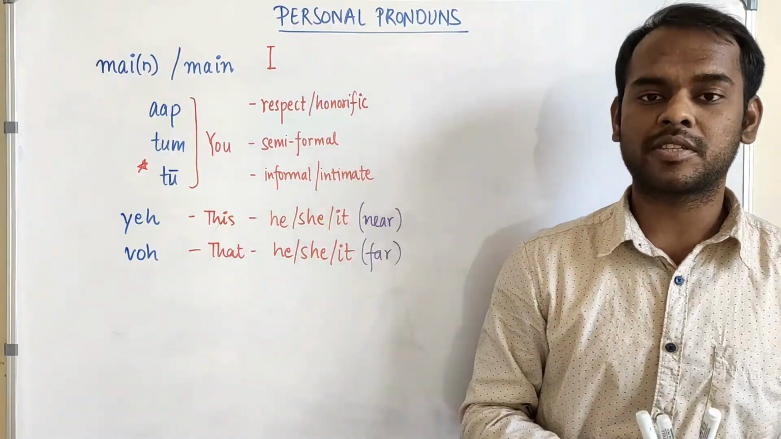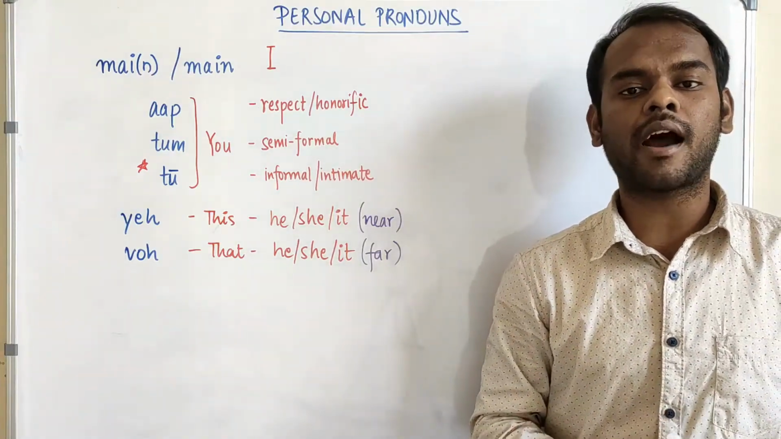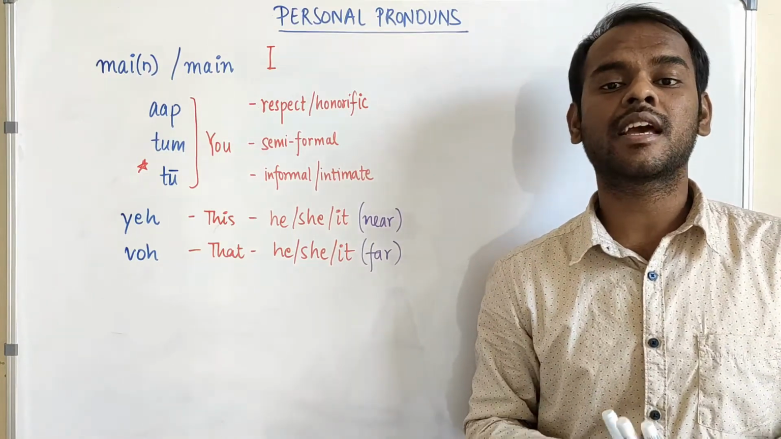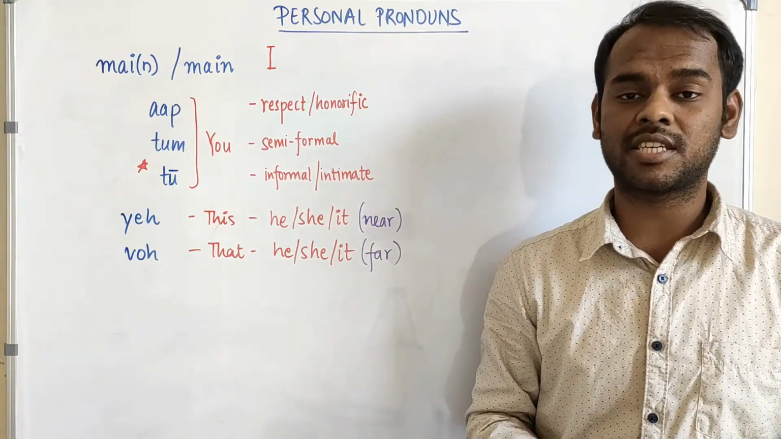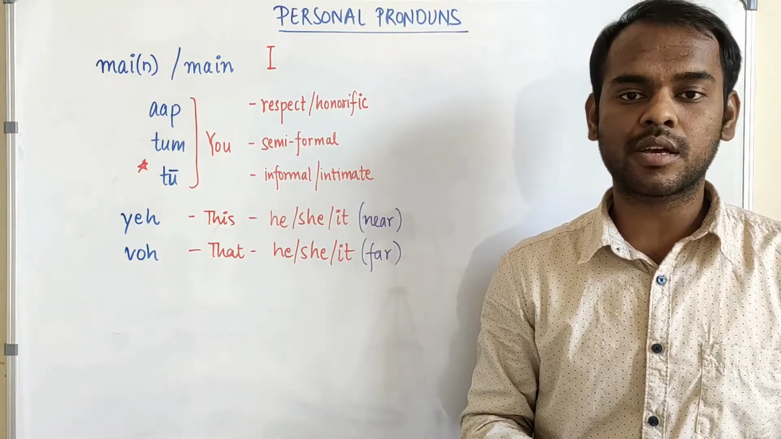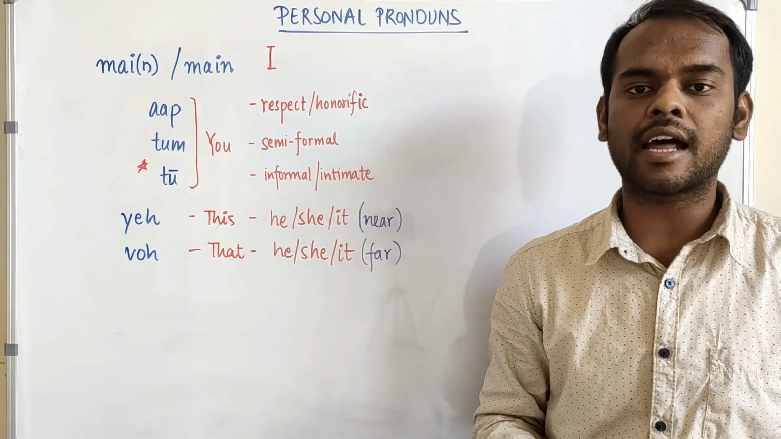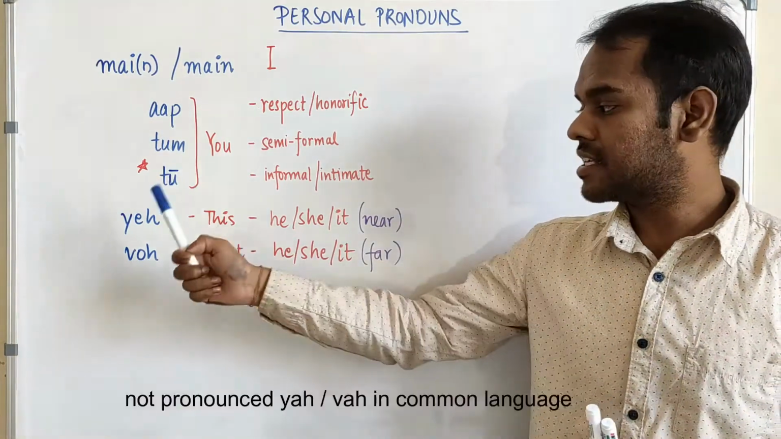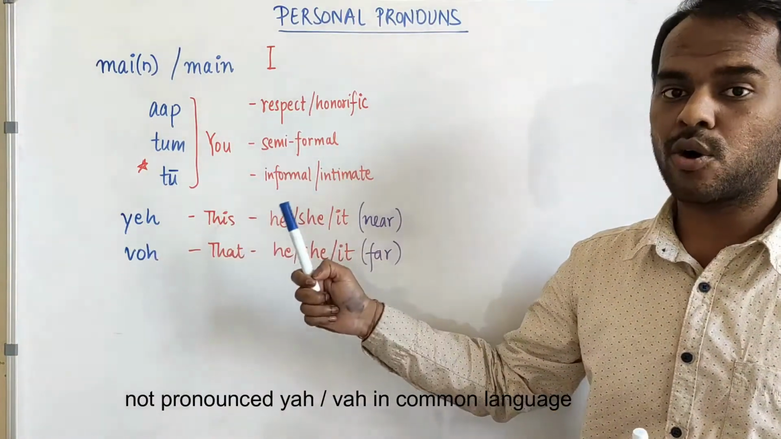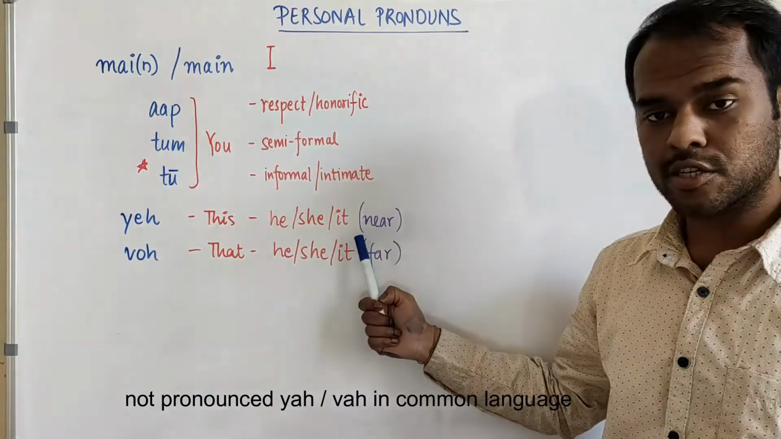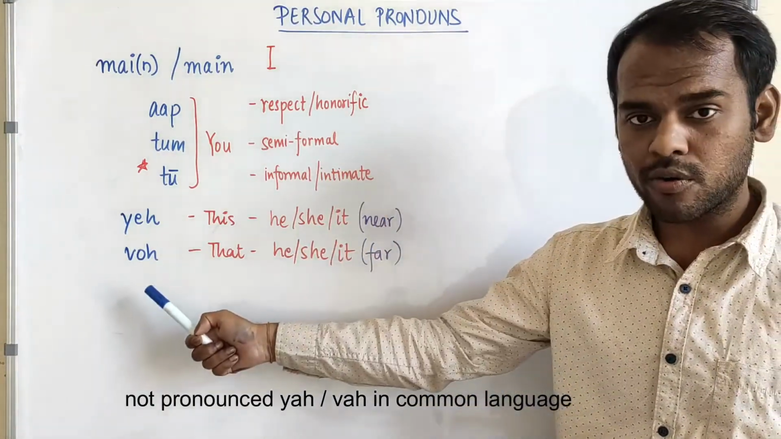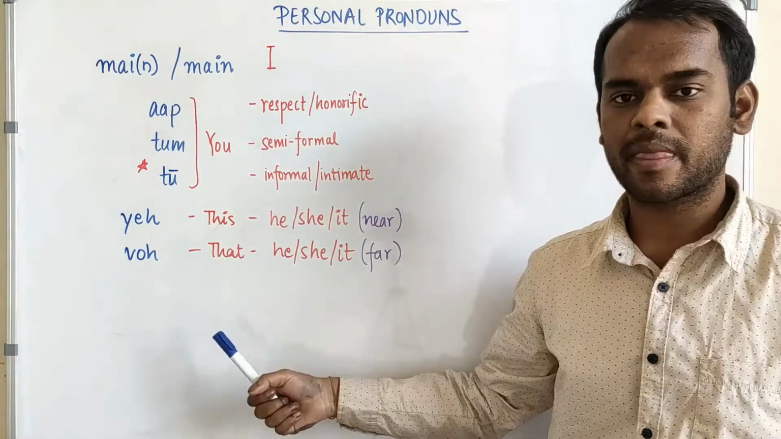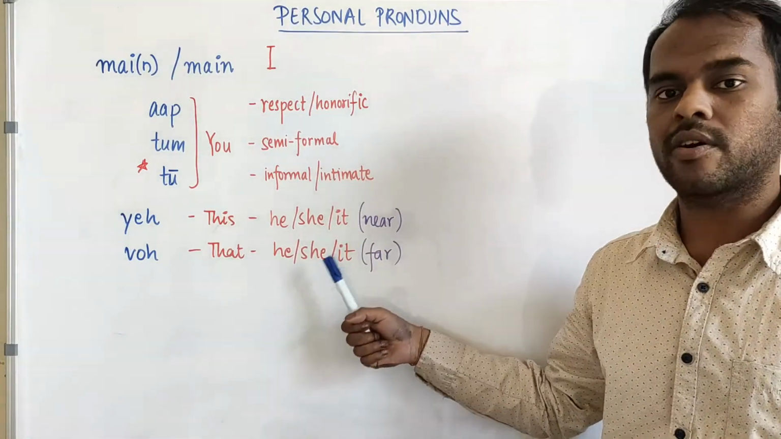Now the third person. In English we have he and she. In Hindi we don't have any equivalent for he and she. We rather use the equivalents for this and that. In Hindi we say ye for anything or anyone that is near to us, and wo for anything or anyone that is far from us. It can be he or she or it.